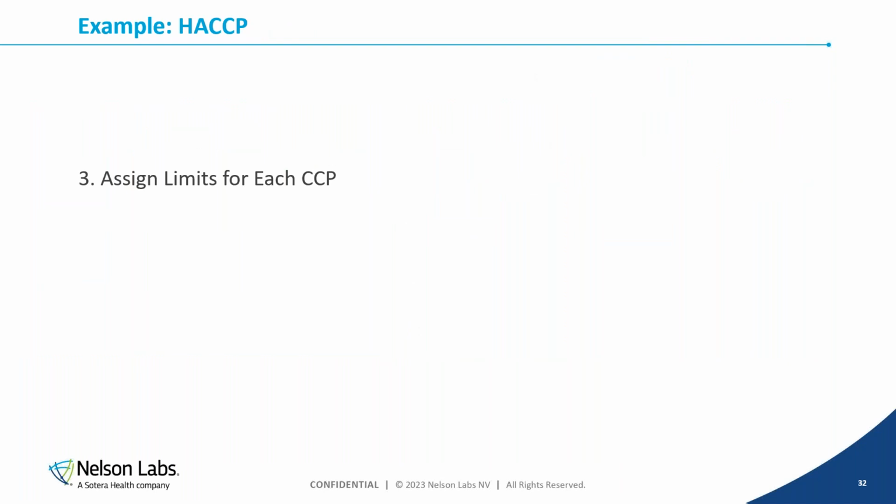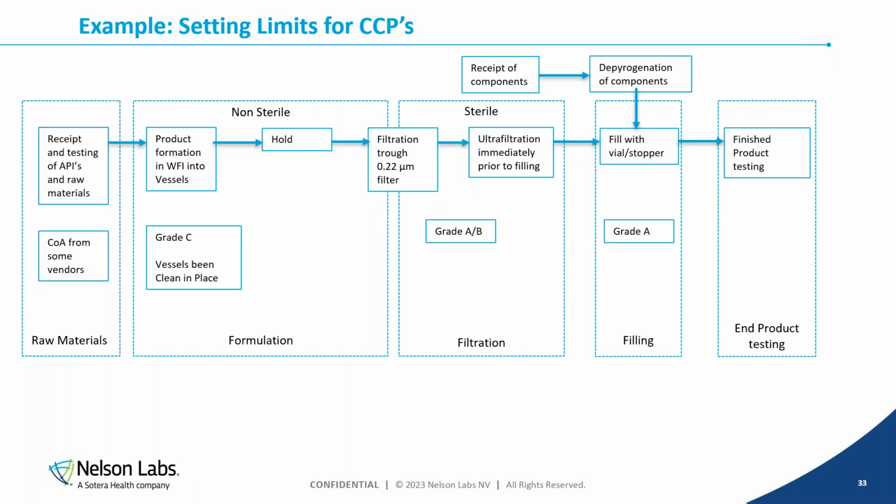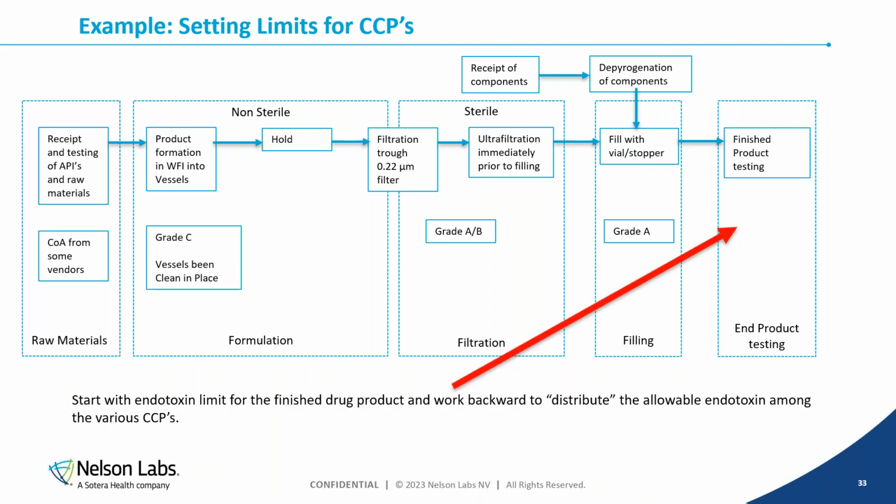And then the third step in the HACCP analysis is to assign limits for each CCP. Again, we're starting with our complete production process, and a good point to start, actually the only point where you can start, is where you can find limits in the pharmacopoeia. And for finished product testing, that's what you have. That's probably not new to most of you. If you know the dose of your product and the average weight of a patient, you can calculate the limit of your product.